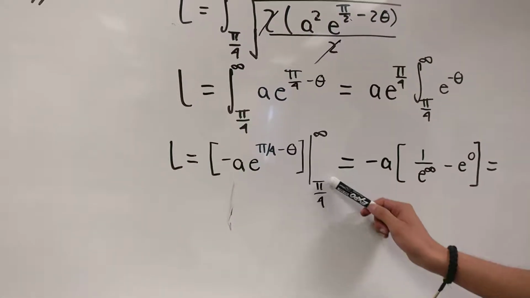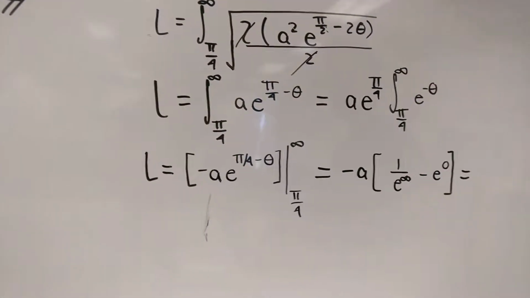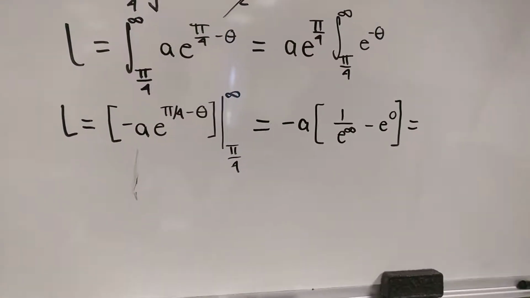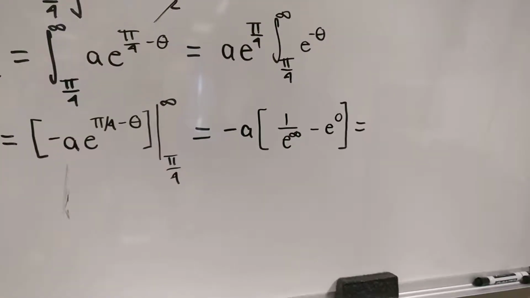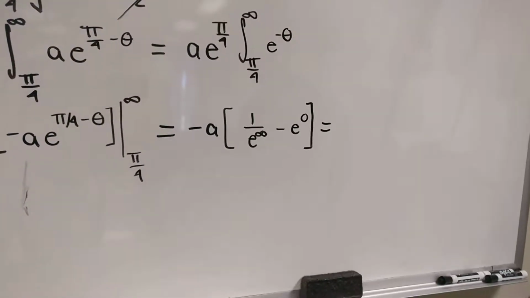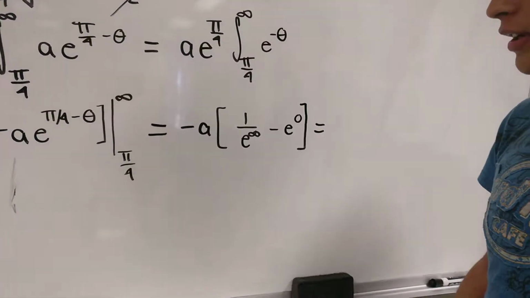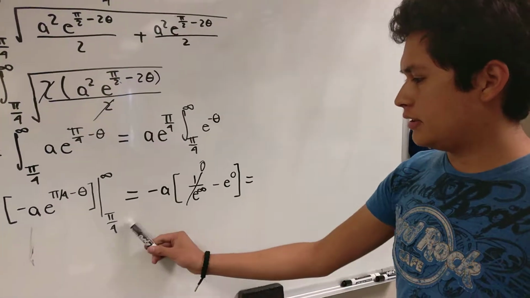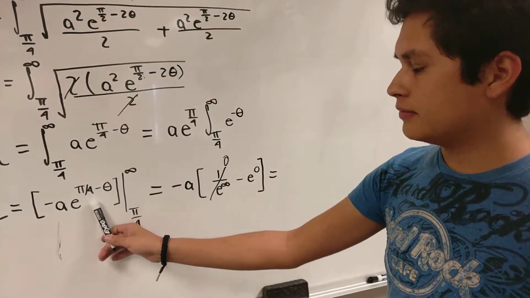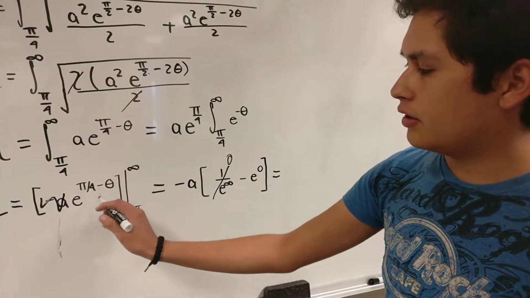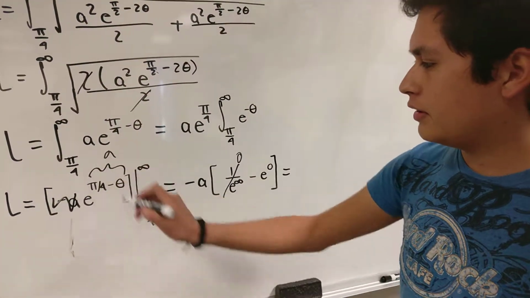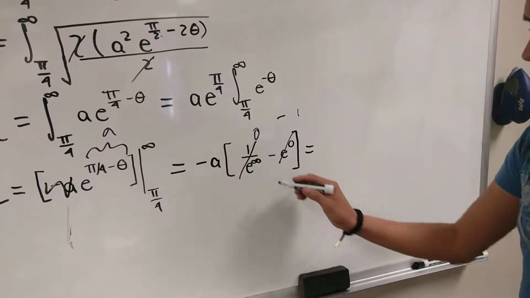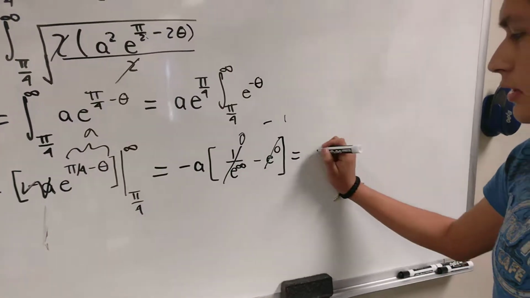So we substitute the values. We have infinity as the upper limit, and we end up with a times 1 over e to the infinity, which, as we know, as a number gets bigger in the denominator, is going to equal 0. And substituting pi over 4 in this part is going to equal e to the 0, which is the same as 1. And since we have a negative 1 from this sign, negative a times negative 1 is going to be equal to a.